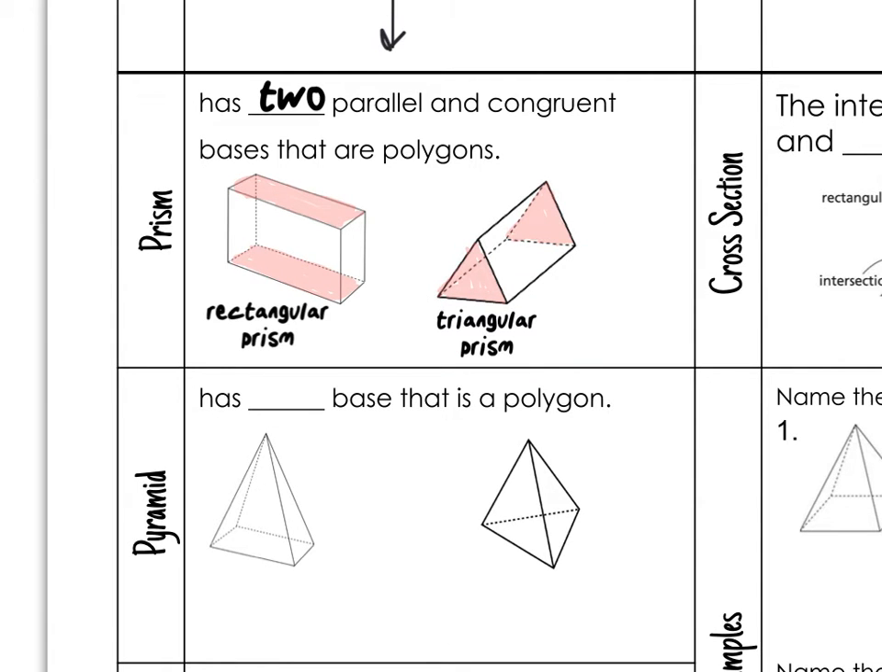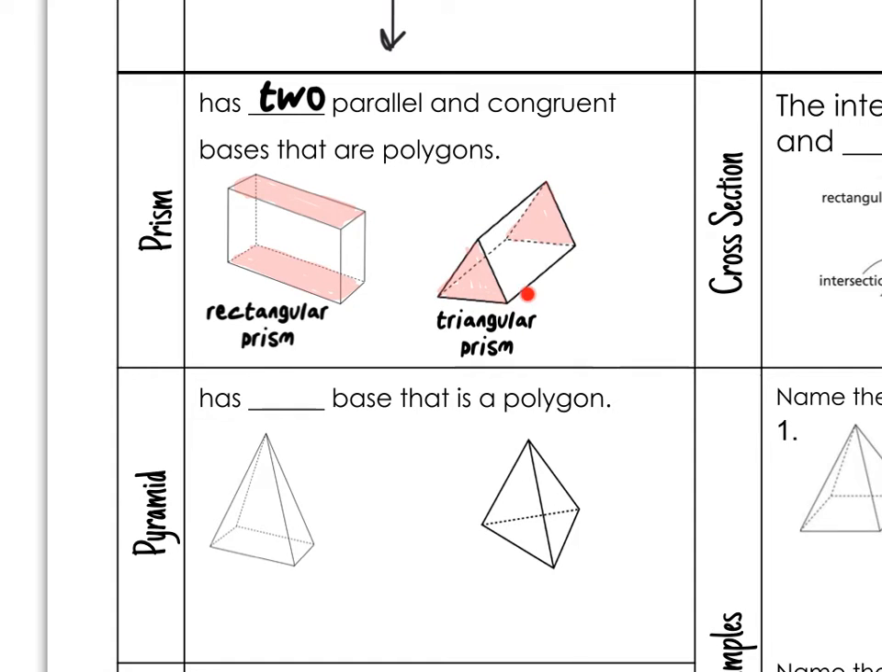Now let's take a look at the word prism. A prism has two parallel and congruent bases that are polygons. In the picture below, I have colored in the bases. If you're looking at this prism here, these two rectangles are the bases. They're parallel to each other, meaning they're the same distance apart at any point. And because the bases are rectangles, and there are two of them, we call it a rectangular prism.